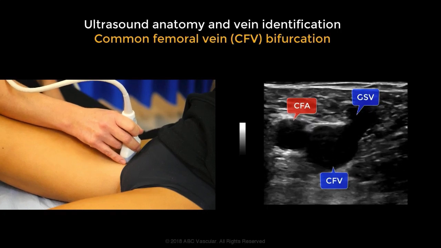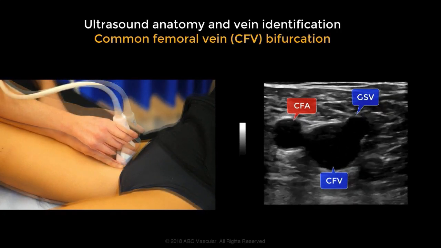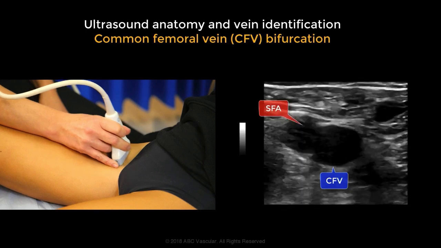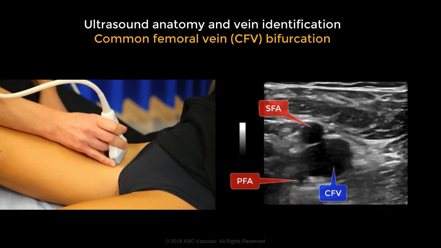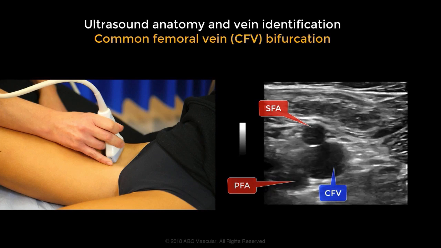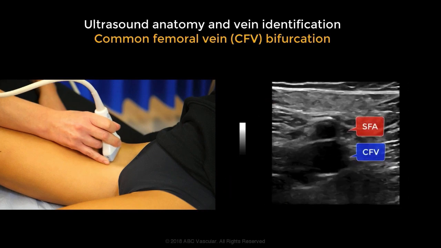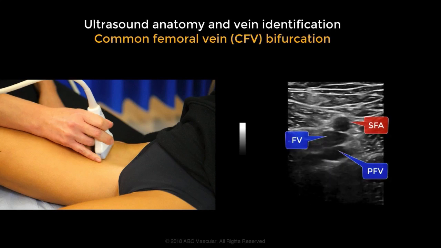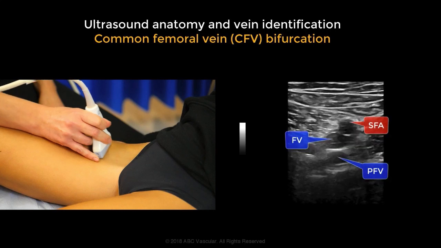Starting from the groin, move the transducer further down to identify the venous femoral bifurcation. We can see the arterial bifurcation first, and then more distally, there is the venous femoral bifurcation. Thus we can see the femoral vein and the profunda femoral vein.